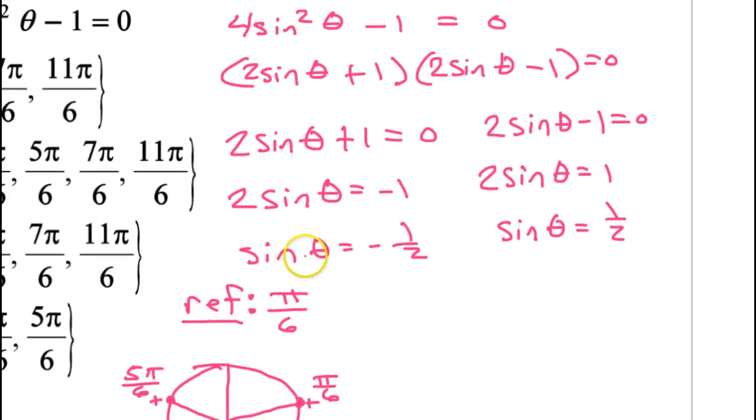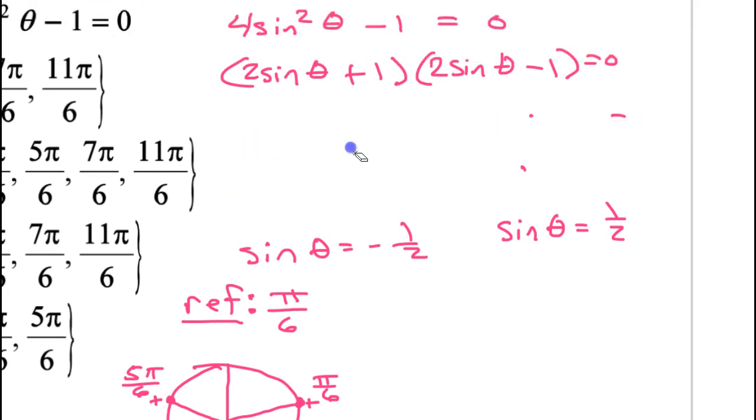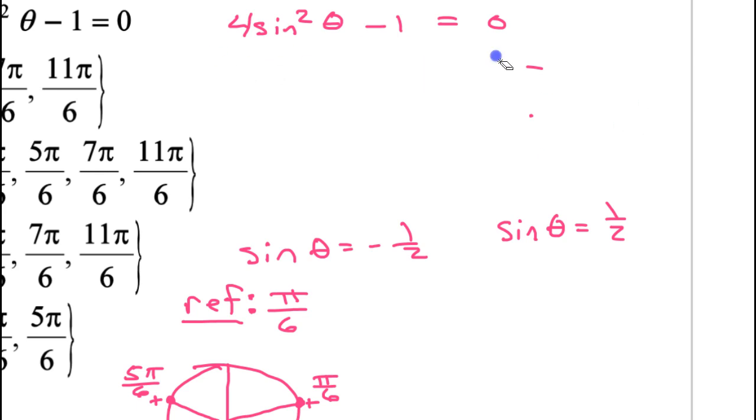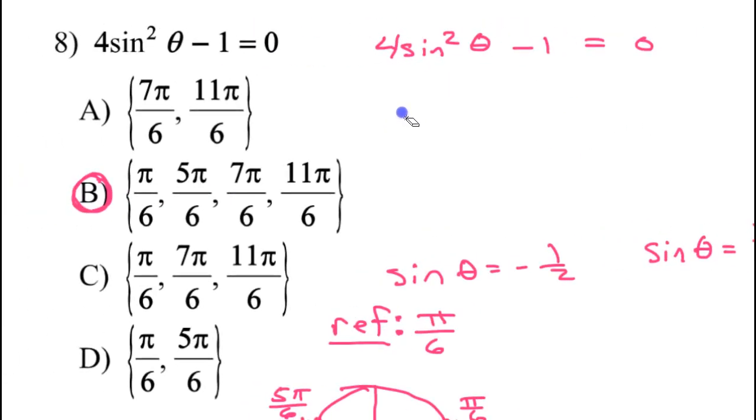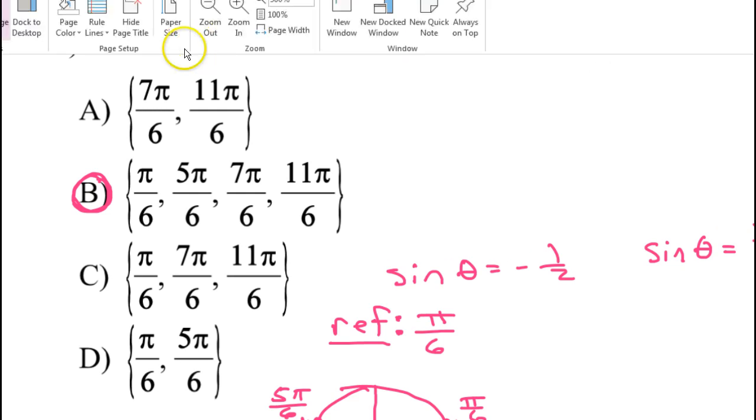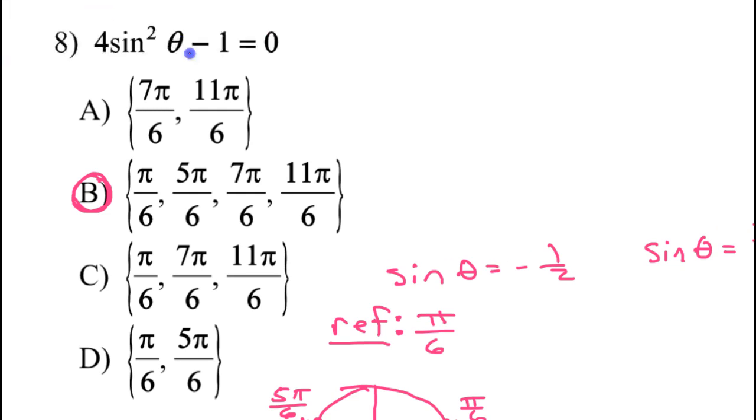Now, I did this by factoring the difference of two squares. I told you that there was another way to do it. So I'm going to go back and do it the other way now. What I could have done instead was I could have just started solving for theta. So I could just add 1 to both sides.